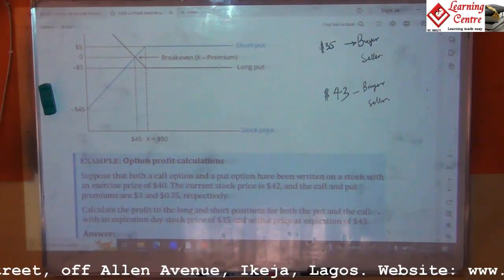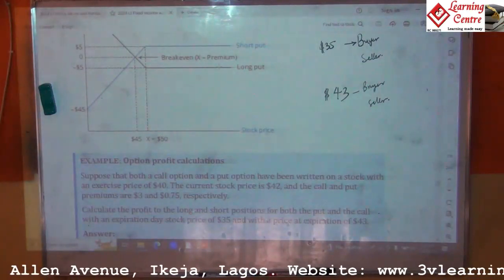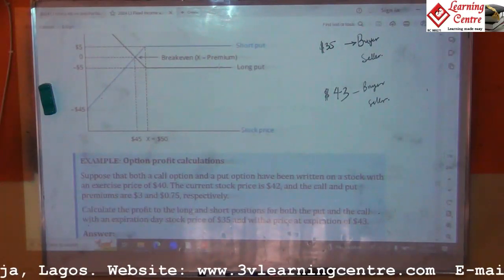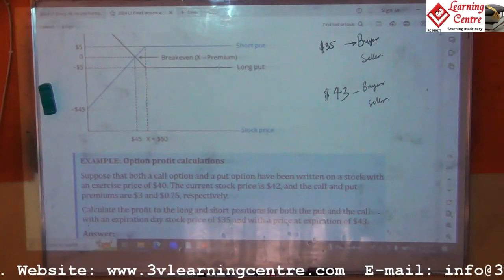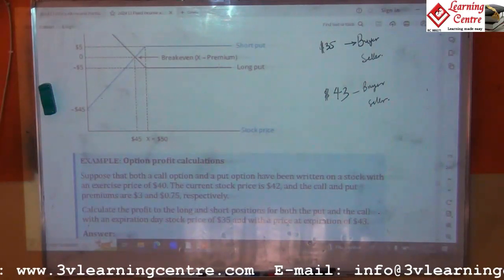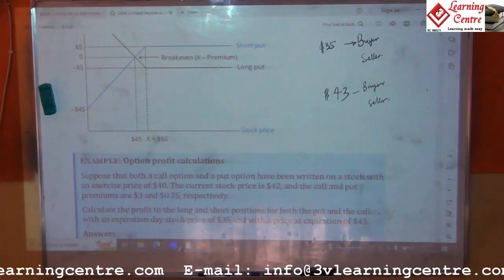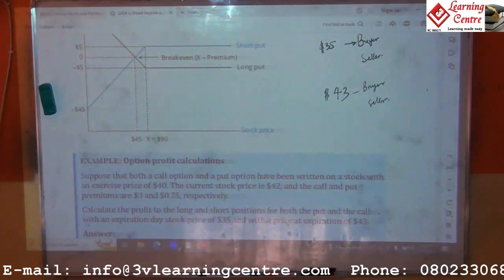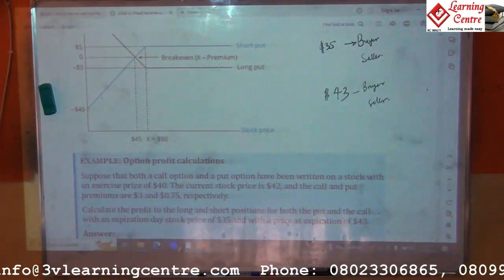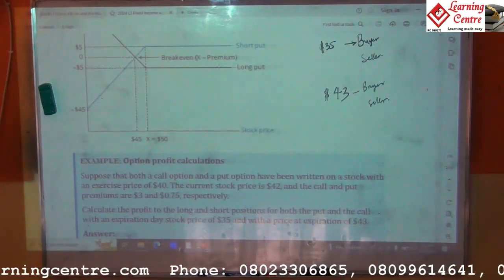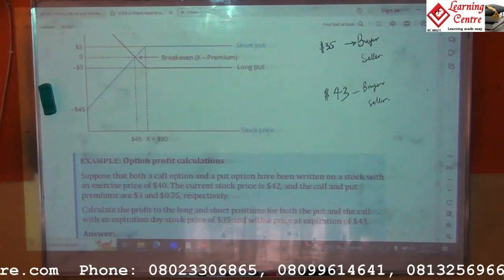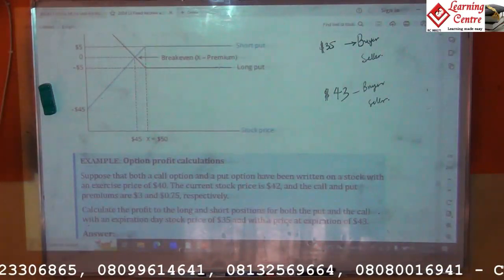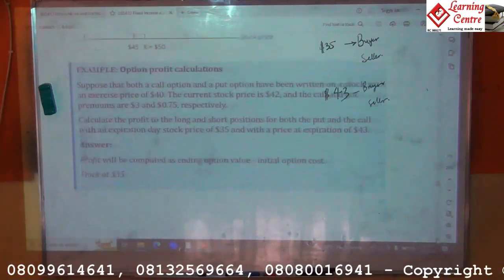Now the buyer of that right to sell or not to sell will say, okay, I'm not going to exercise this option, but I've already paid somebody 0.75 as a cost to give me this right to decide to sell or not to sell. So the only thing he's going to lose will be that 0.75. But he's gaining $3, 43 minus 40. So 3 minus the 0.75 is 2.25. So his net value is 2.25 as the buyer. Do you understand? Okay, I understand. So let's look at our answer whether we are correct.